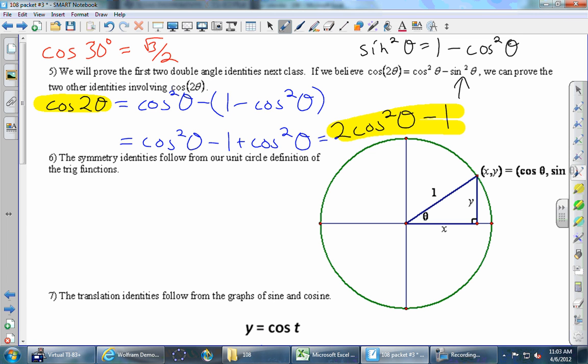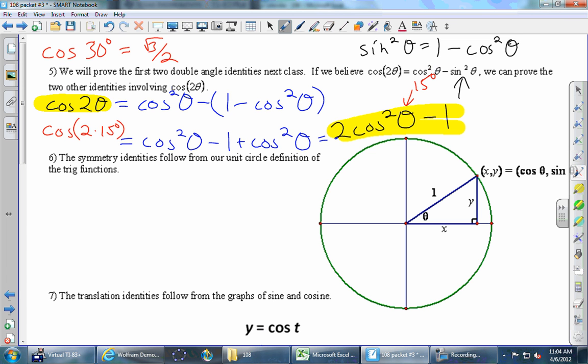I can think of 30 as being double some angle. What is the angle? It's 15. So I can think of this as really being cosine of 2 times 15 degrees. So that means that if I plug 15 degrees in here, then 2 cosine squared of 15, subtract 1, is equal to cosine of 30. That's what that identity says. But I know what the cosine of 30 is. It's root 3 over 2. So if I do a tiny bit of algebra, I can figure out exactly what the cosine of 15 is, but it's not as simple as root 3 over 4.